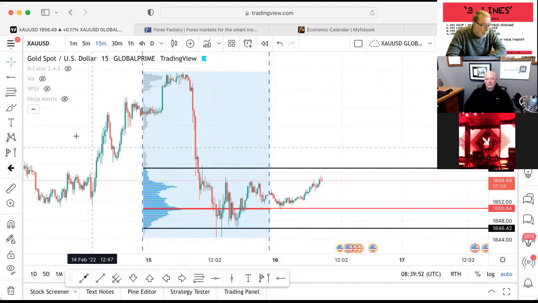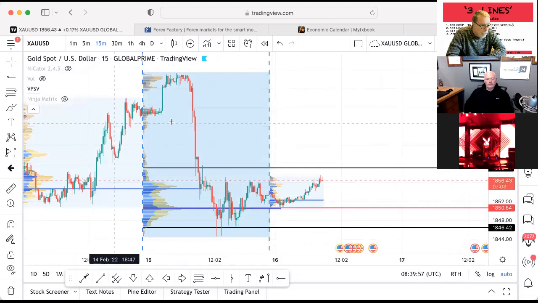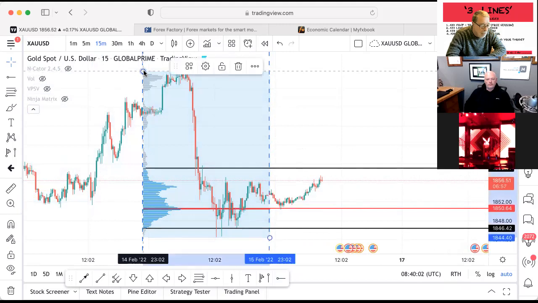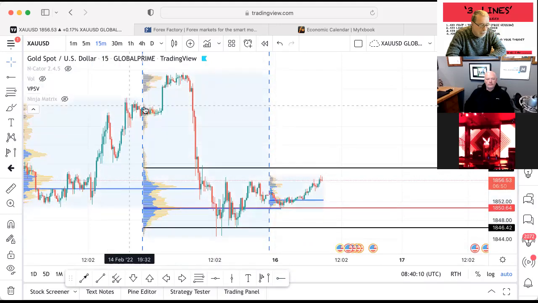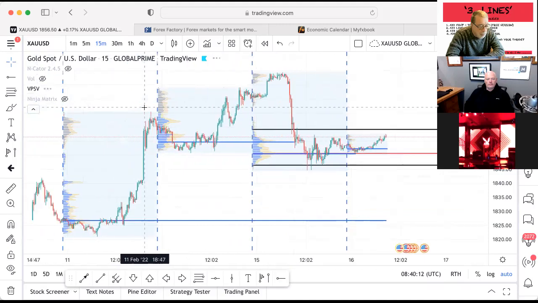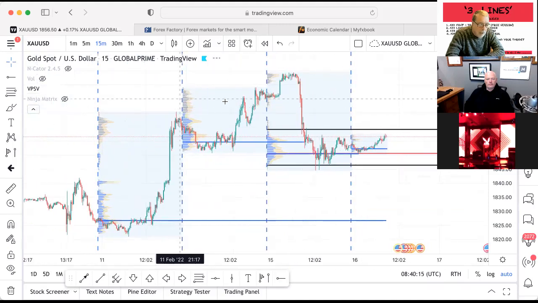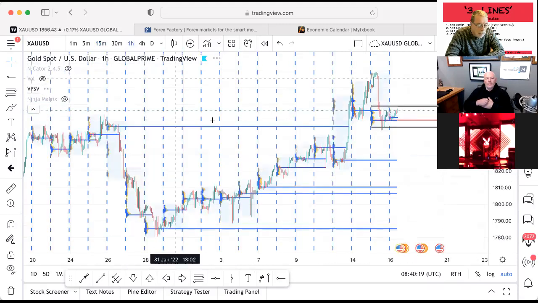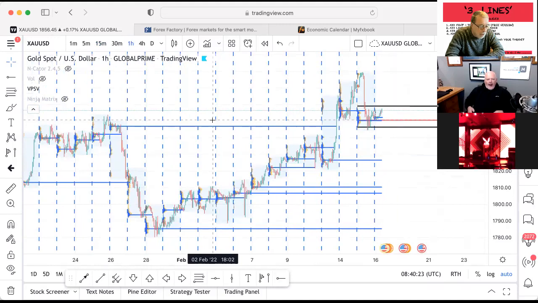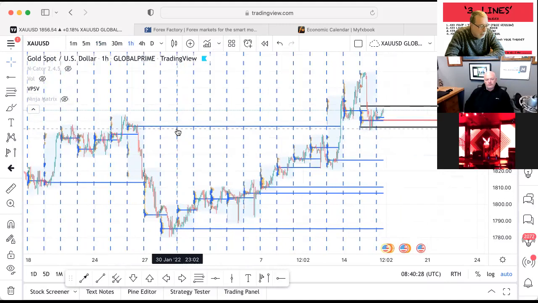Okay, so I'll go back to get rid of that, and I'll put the VPS3. That's the one that you get on the paid version of TradingView. The first thing I normally do is I go on the 1 hour chart and I take a look at the bigger picture, just so I know where we're at.